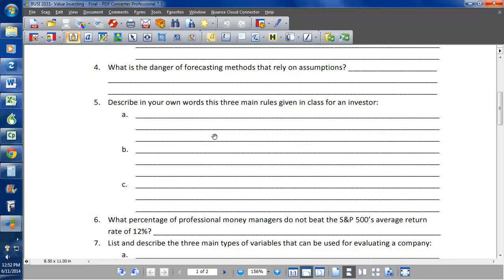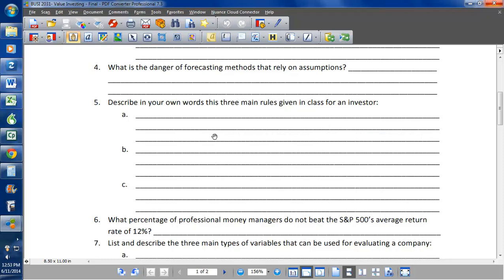And so the answer is actually that 70% of professional money managers do not beat the S&P 500. Now, let me go a little further, just an extra little bit of food for thought. That's in any given year. 70% of money managers do not beat the S&P 500's average return.